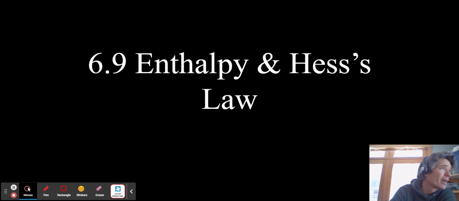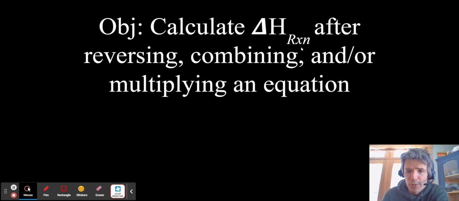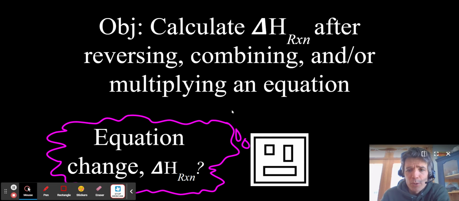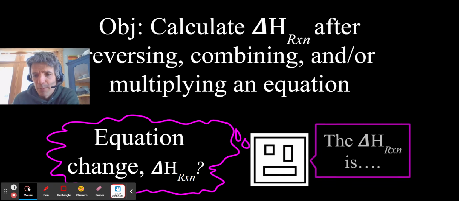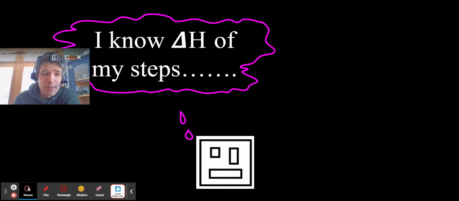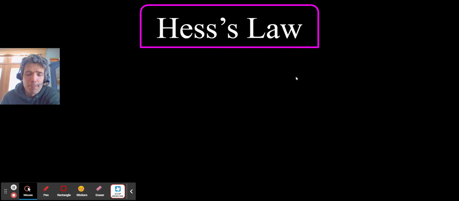Okay, here's our topic, enthalpy and Hess's law. And Hess's law has to do with when I manipulate equations, what happens to the reaction enthalpy. Here's our objective. You could think of that as, when I change the equation, what happens to my enthalpy? Another way to think of it is sometimes reactions have steps. And when I know the enthalpy of my steps, what's my overall enthalpy?